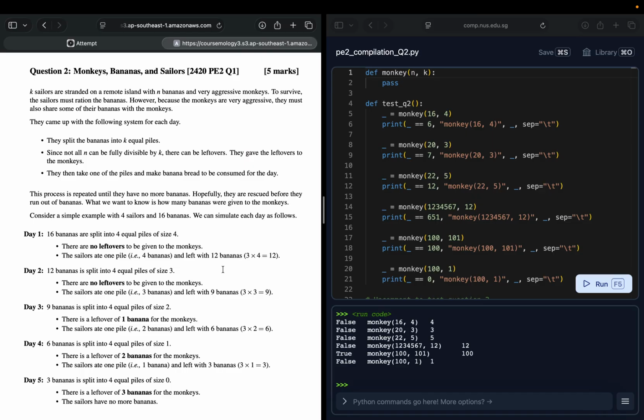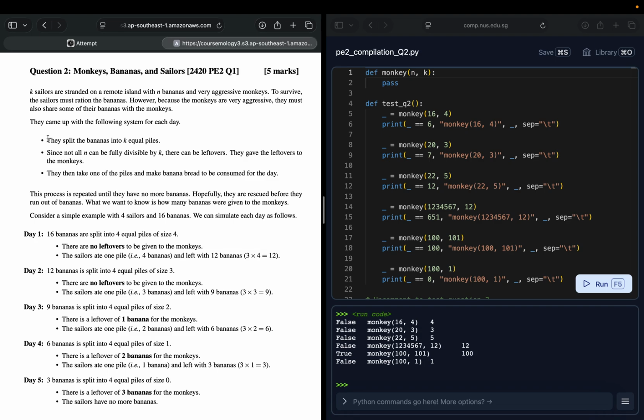Upon reading this question, we realize that K sailors are somehow stranded on a remote island with N bananas and very aggressive monkeys. To survive, they have made some kind of a deal with the monkeys and they have come up with this system for each day.